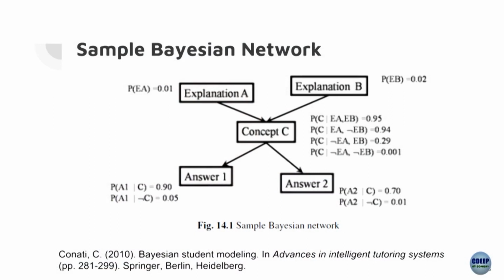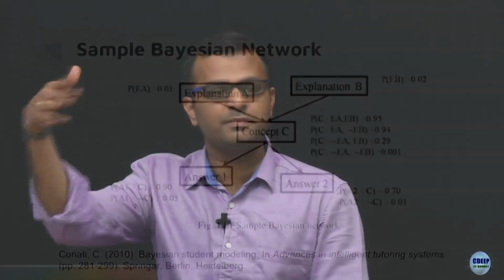Does the student understand the concept or not? Every time the answer might change, but based on the answer we can update the concept. That probability can keep changing based on the student's answering. Considering the explanation A and B given, and the answer given, we can update it. So now we are updating whether the student understood the concept or not.